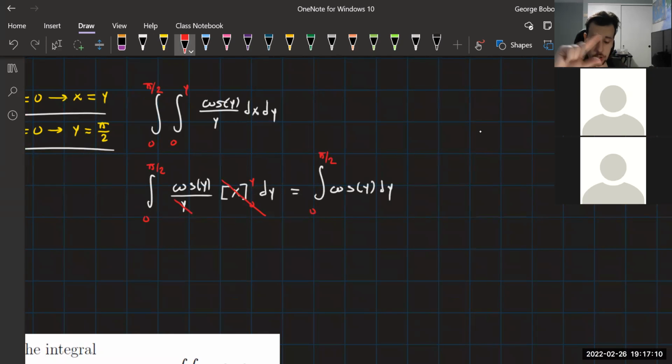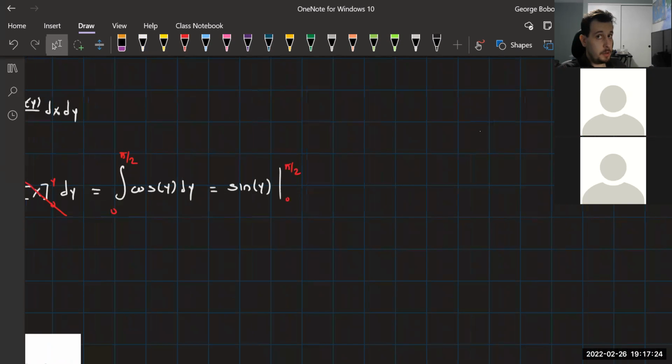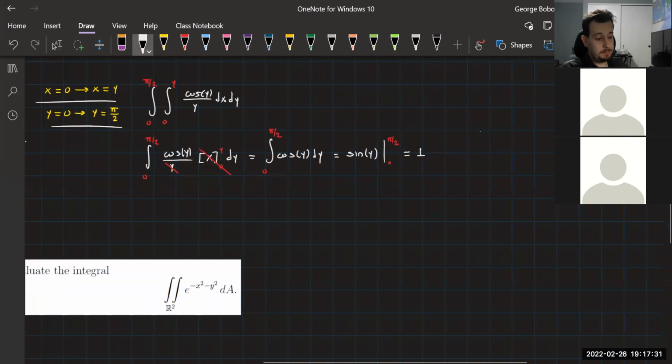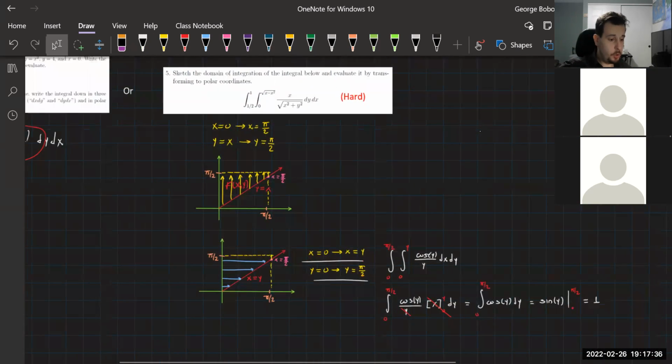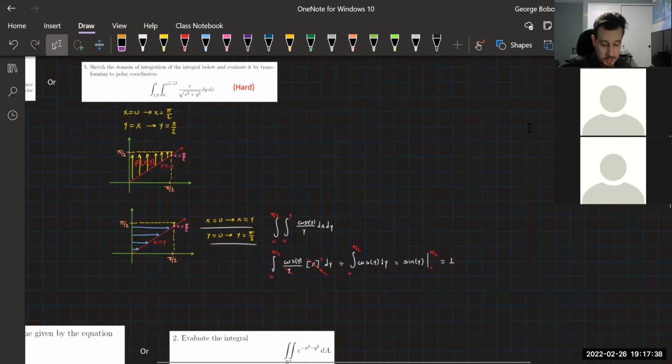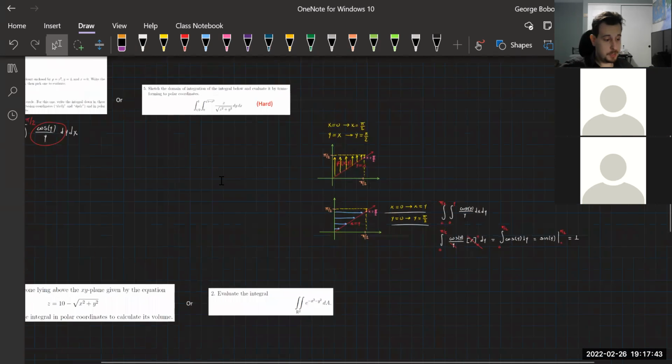That's the beauty about, again, shuffling the order. And over here, this is simply, again, it came from a sine. We're evaluating it again from 0 to pi over 2. Sine of pi over 2 is 1. Sine of 0 is 0. So you get 1. That's it. A simple shuffling. I don't know if we should call this topic here shuffling, but that's what this problem was about. Shuffle the actual bounds.